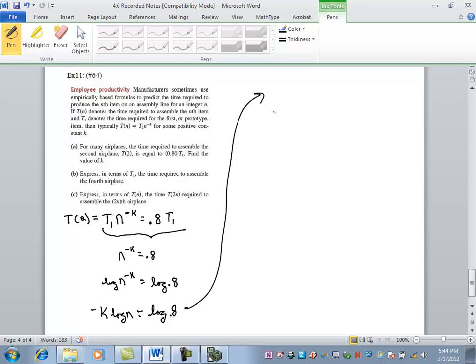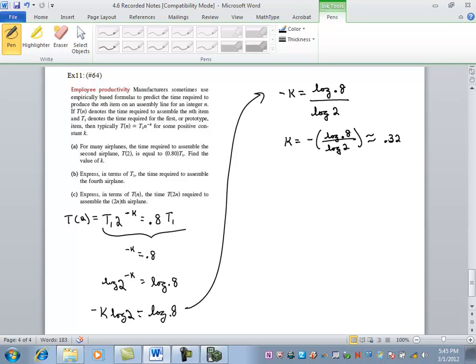And you know what, I just noticed we're looking for 2 here, so I can go ahead and plug in the value of 2 for n. My mistake. Make it easier here. So negative k equals the log of 8/10 divided by the log of 2. And of course k then will equal the opposite of the log of 8/10 divided by the log of 2, which turns out to be 0.32.